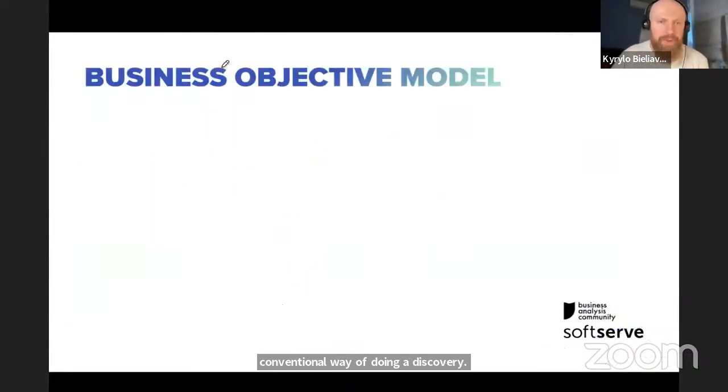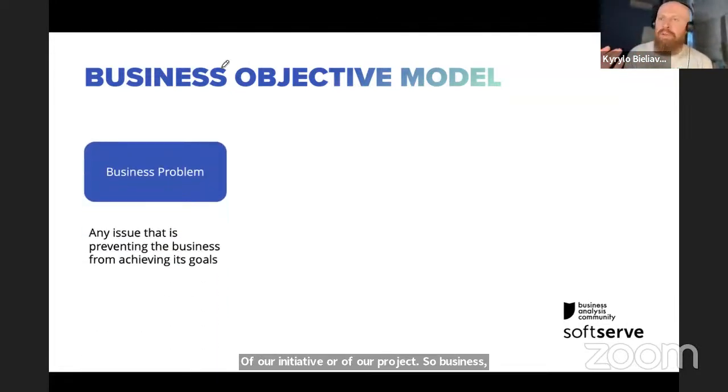Okay, and one more thing that I wanted to bring your attention to is the business objective model. So this is something that you can also implement, and this is again based on learning what the business is all about and what the business objectives of our initiative or of our project are. The business objective model is based on three main concepts.